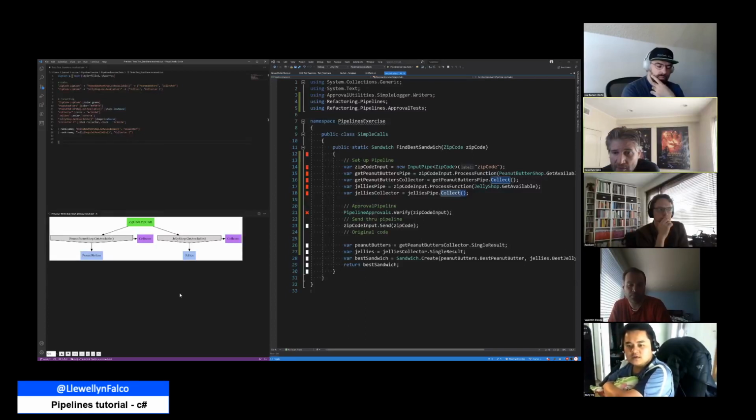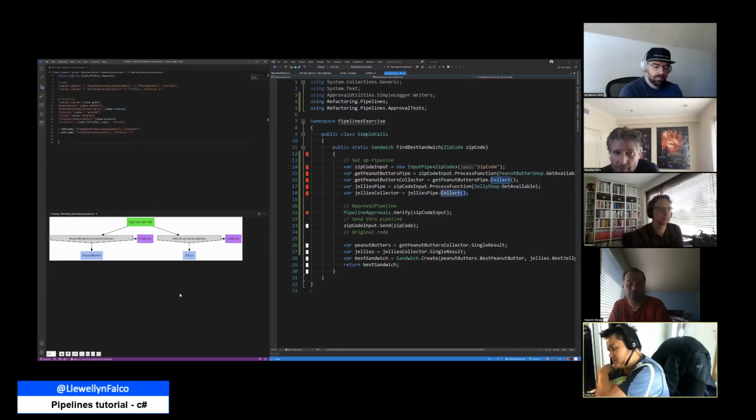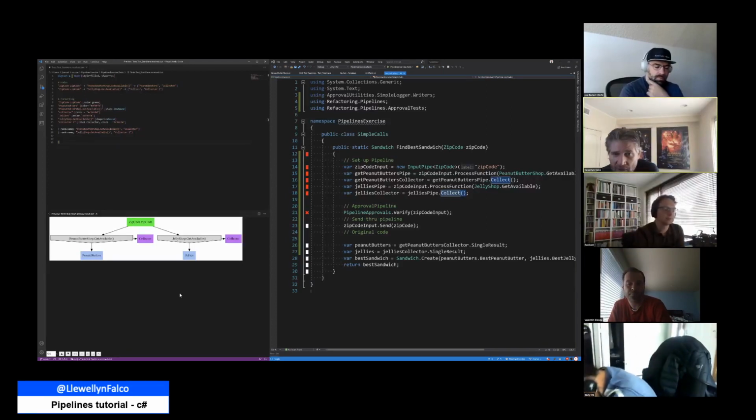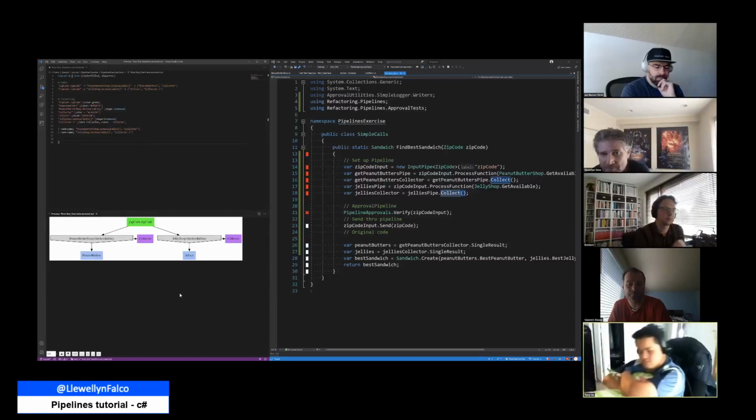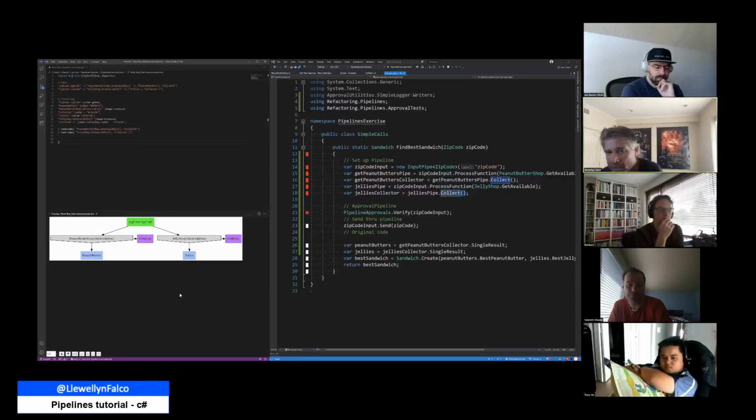Usually you only want one collector in the end. Right? Because methods only return one thing. Okay, methods only return one thing. Yeah, methods should return one thing. But right now we are getting multiple things out because we need them. Right? Like right now, this pipe needs to return us peanut butters and jellies.